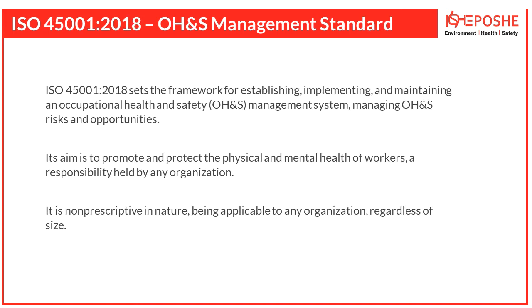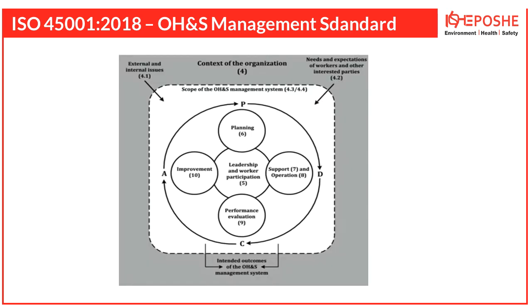ISO 45001:2018 sets the framework for establishing, implementing, and maintaining an occupational health and safety OH&S management system, managing OH&S risks and opportunities. Its aim is to promote and protect the physical and mental health of workers, a responsibility held by any organization. It is non-prescriptive in nature, being applicable to any organization, regardless of size. Element 2, page, go through the standard for detailed information.